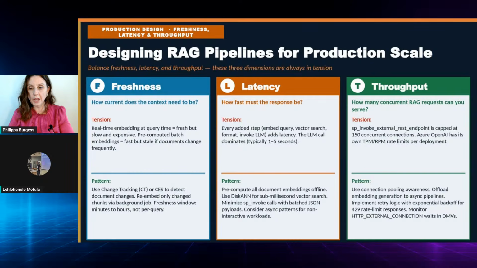Throughput: how many concurrent RAG requests can you serve? Tension: sp_invoke_external_rest_endpoint is capped at 150 concurrent connections. Azure OpenAI has its own TPM and RPM rate limits per deployment. Pattern: use connection pooling awareness. Offload embedding generation into async pipelines. Implement retry logic with exponential backoff for 429 rate limit responses. Monitor HTTP external connection waits in DMVs.